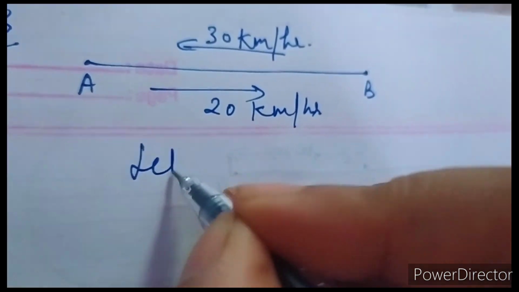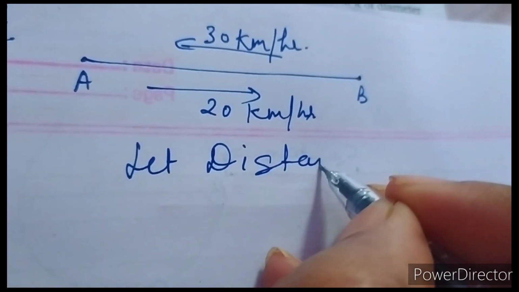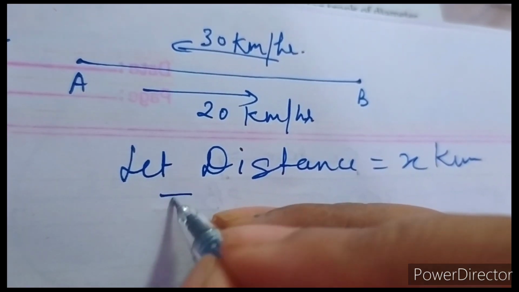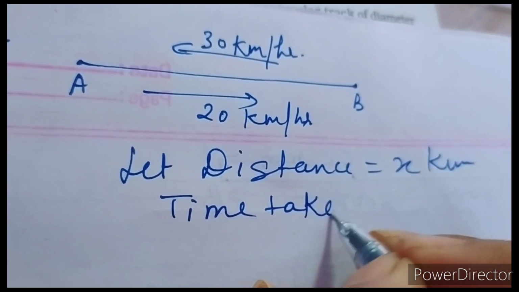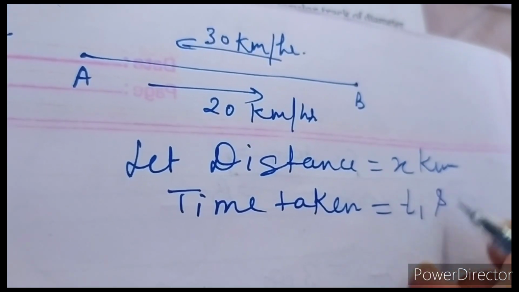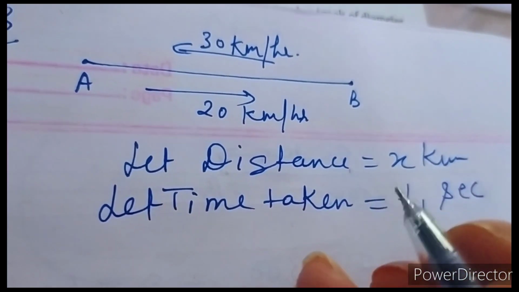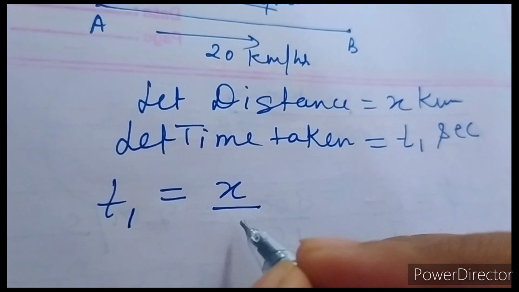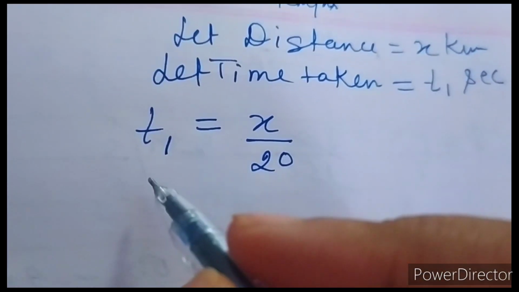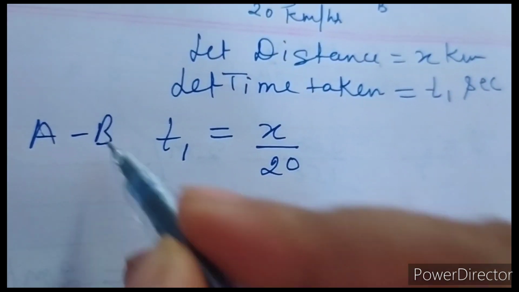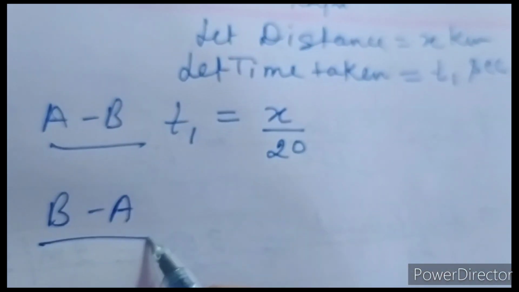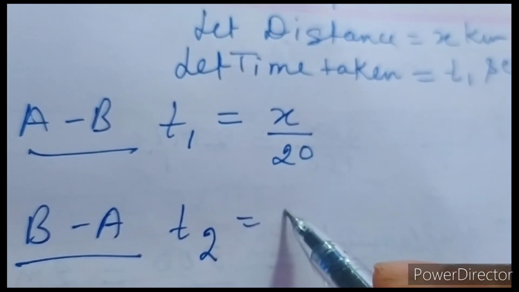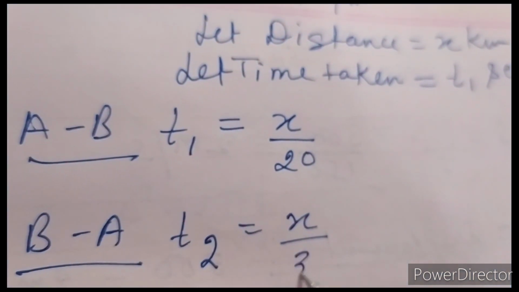So first let the distance be x. From A to B let the distance be x kilometer, and the time taken from A to B, again we'll assume it as t1 seconds. Now t1 is equal to distance, that is x, upon speed, that is 20. So that is t1, from A to B. And now from B to A, in a similar manner, we will assume the time taken in returning will be t2, and it will be equal to x, distance, upon speed, that is 30.